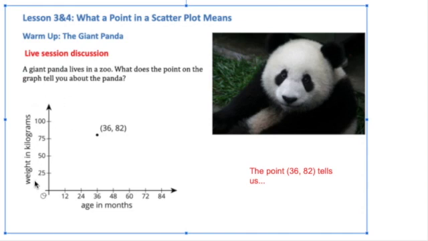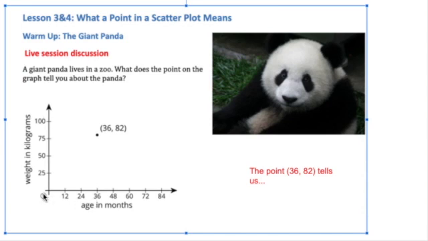So when I look at this graph, I want to make sure I read first, not just the numbers. I don't want to jump to this 36, 82 first. I want to really understand what's being measured on my graph. So the first thing I notice is that my x-axis is talking about the age of that panda in months. How old is this panda bear? And then my y-axis is telling me the weight of this panda in kilograms. So really, my graph's goal is sort of to see if there's a relationship.